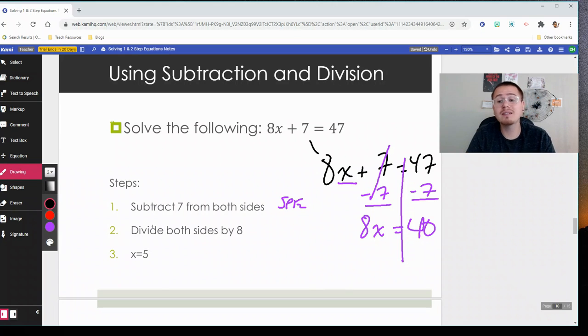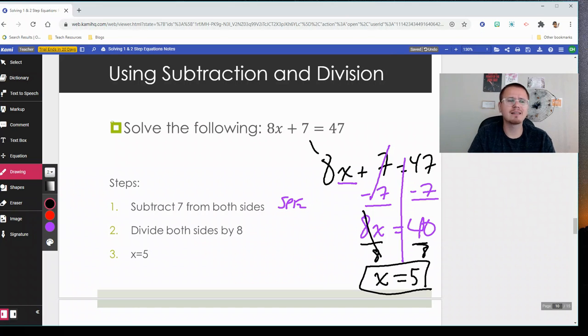Now we've got a 1-step. This should look super familiar. We're just making it simpler, guys. Breaking it down. To get rid of multiplication, you divide on both sides, and then you get 1x equals, there's a 1x there, 5. So x equals 5. That's one where you undo addition and then undo multiplication.